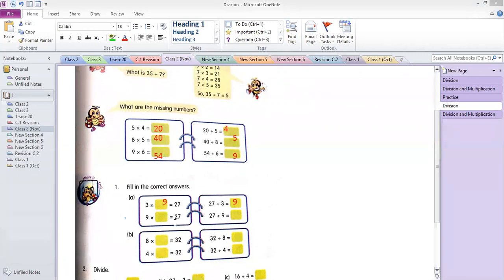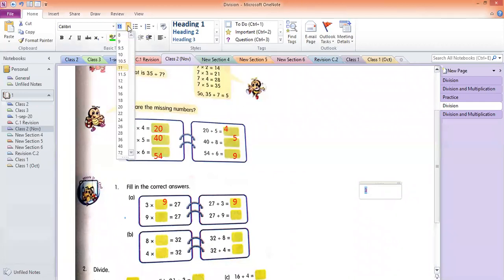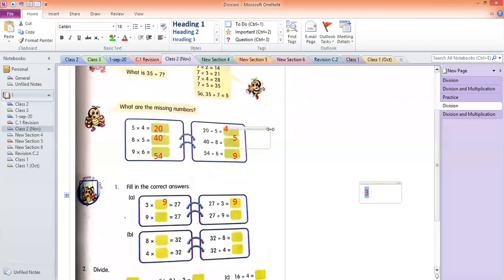Can you tell me 9 multiplied by what equals 27? 3. And 27 divided by 3 equals what? Or 27 divided by 9? And 27 divided by 9 equals what? No, 27 divided by 9.